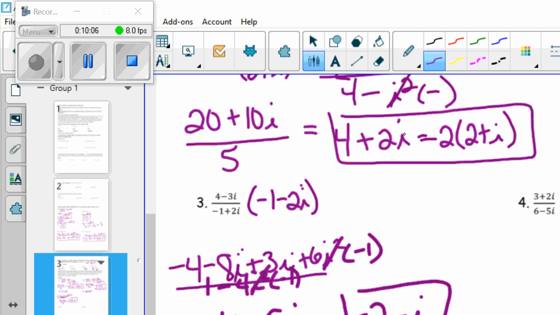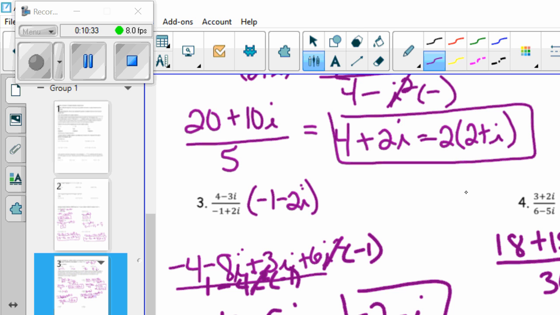On top again, I need to FOIL. 3 times 6, 18. 3 times 5i, plus 15i. 2i times 6 gets me plus 12i. 2i times 5i gets me plus 10i squared. I know that i squared is going to turn to a negative 1. Everything over, first term squared, so 36 minus 25i squared. Again, the i squared turns to negative 1.